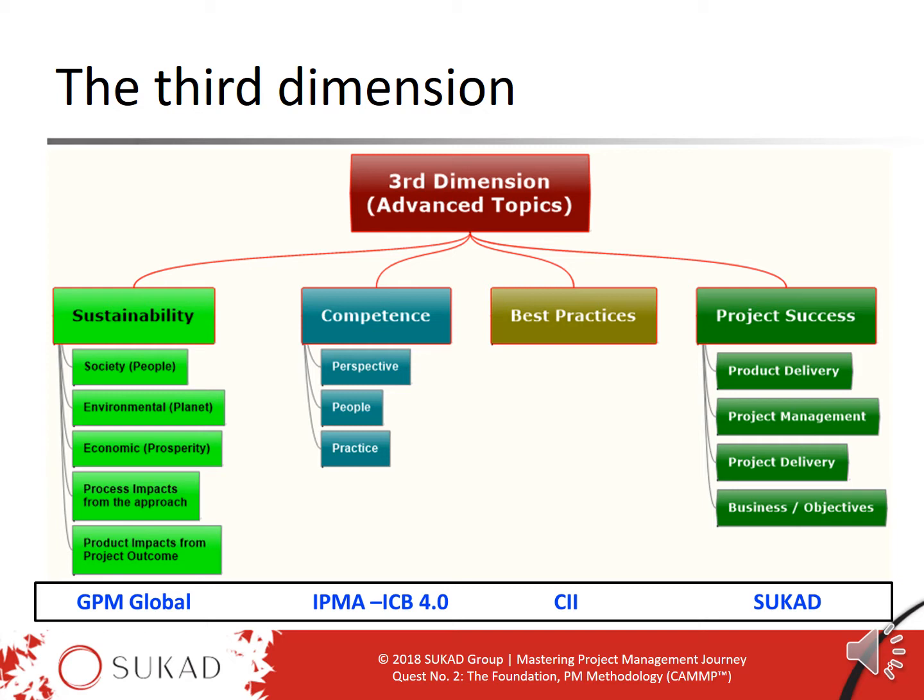So for this third dimension, or advanced topic, we consider sustainability as an important concept. We are not experts in sustainability, but GPM Global is. GPM Global is an organization that focuses on sustainability, especially in project management. And they use a model called the 5 Ps, which are people, planet, prosperity, process, and product. What we have listed here, I'm not going to go through their details. Their information is published and available, and you can reach out to GPM Global if you want to learn about sustainability and apply sustainability on your project.